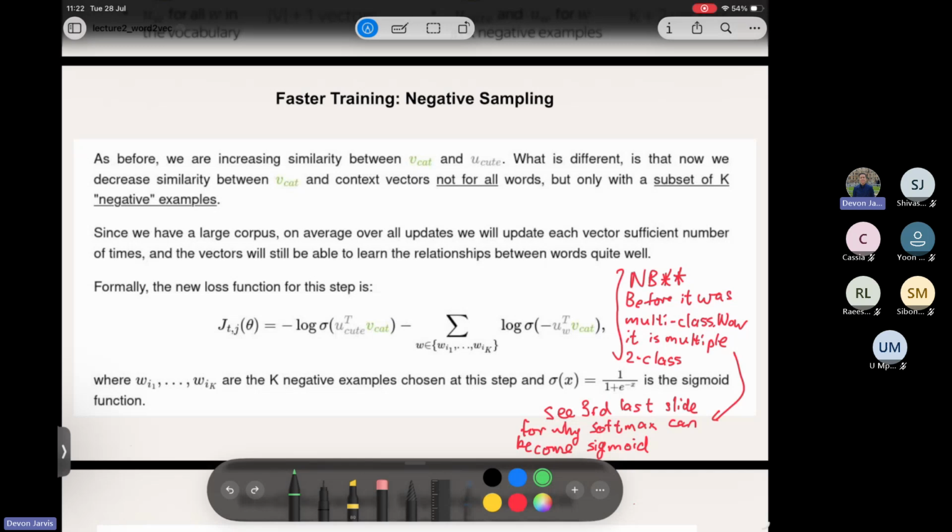There is an equivalence between a softmax classification and a sigmoid classification. Have any of you seen that before? Okay, cool. So I can go through this quite quickly.